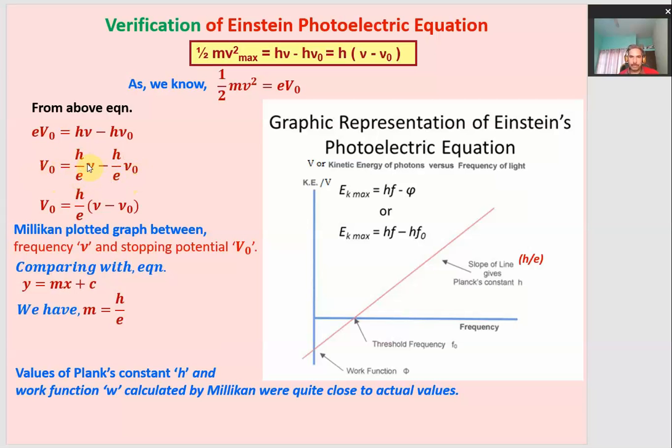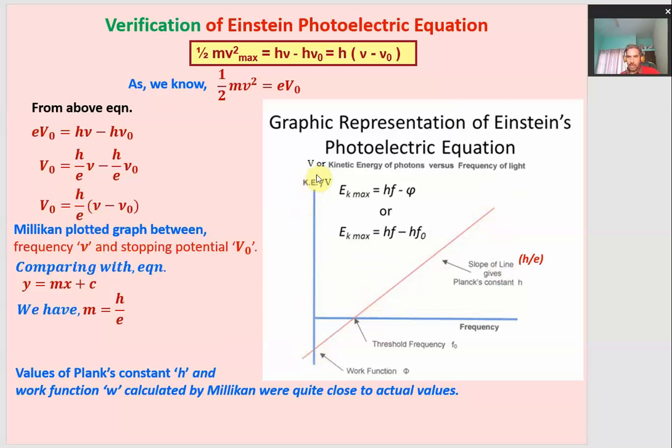From here, to make it slightly easier to understand, we are taking h upon e to be common. So inside we are left with only nu minus nu naught, right? Here h upon e is constant, nu naught is constant, so it is the relationship between just V naught, the stopping potential, and the frequency. Millikan made use of this equation and plotted a graph based on his experiments. He plotted the graph between the frequency nu and the stopping potential V naught, and the graph was found to be just like this, an inclined line.